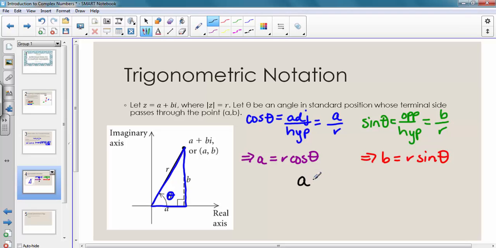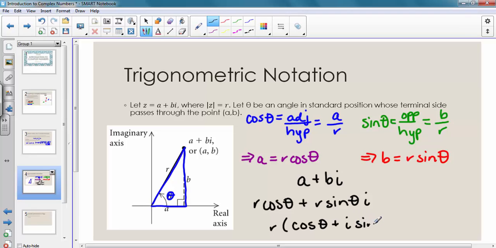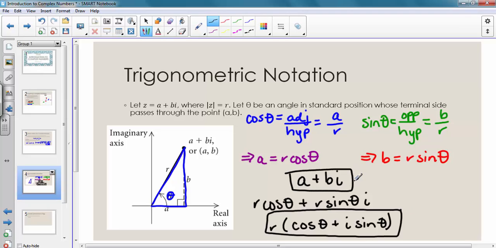And then we're going to substitute both of those things into our complex number a plus bi. And we're going to get r cosine theta plus r sine theta i. And I can factor out that common factor of r and get r times the cosine of theta plus i sine theta. And this is going to give me my trigonometric notation for a complex number. And note that this form, a plus bi, is called standard form.